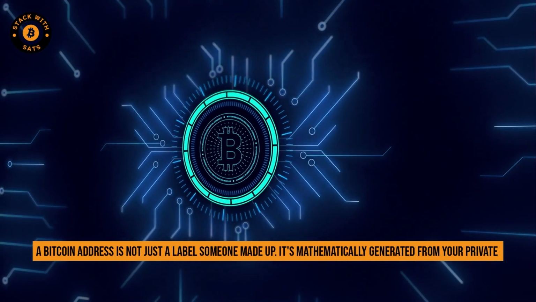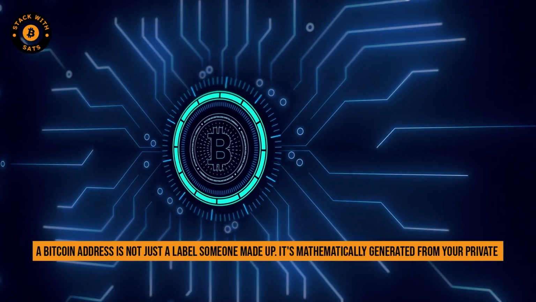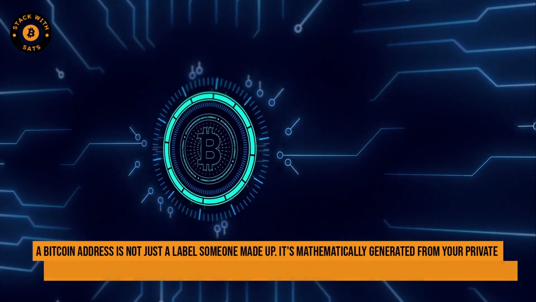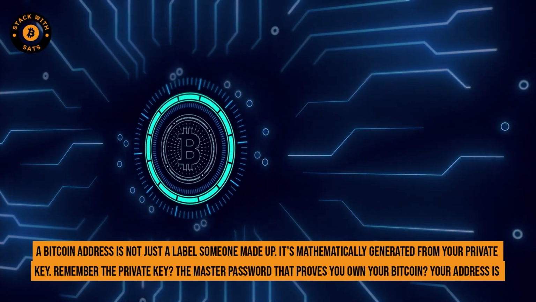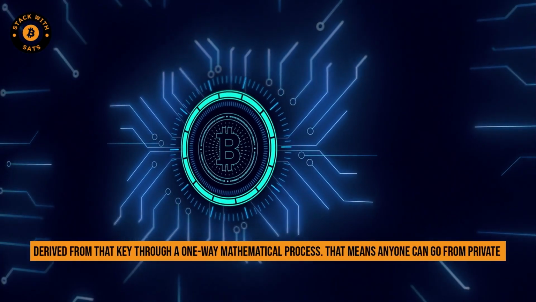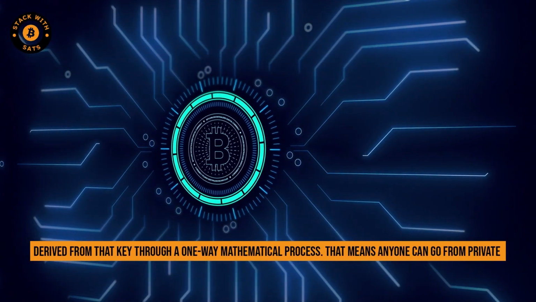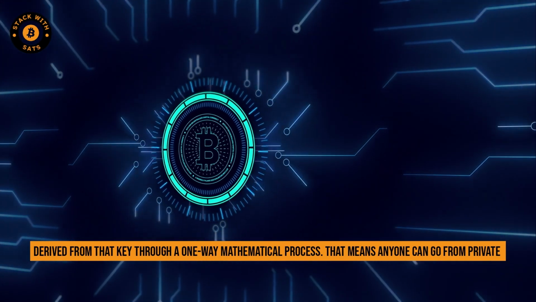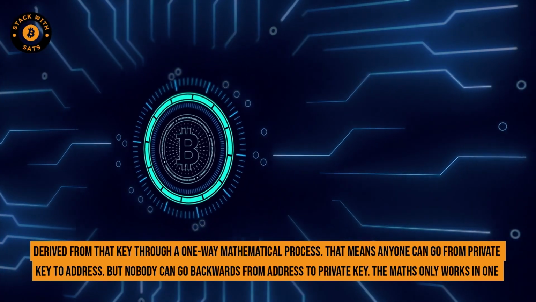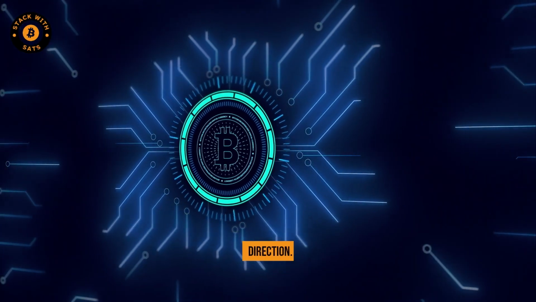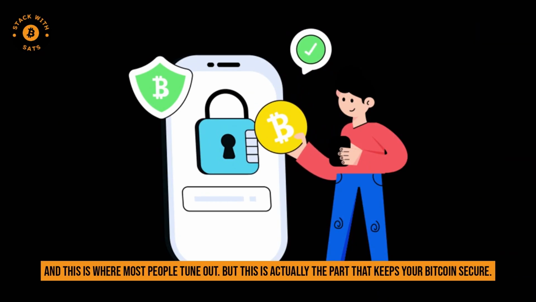A Bitcoin address is not just a label someone made up. It's mathematically generated from your private key. Remember the private key? The master password that proves you own your Bitcoin? Your address is derived from that key through a one-way mathematical process. That means anyone can go from private key to address, but nobody can go backwards from address to private key. The maths only works in one direction, and this is where most people tune out. But this is actually the part that keeps your Bitcoin secure.